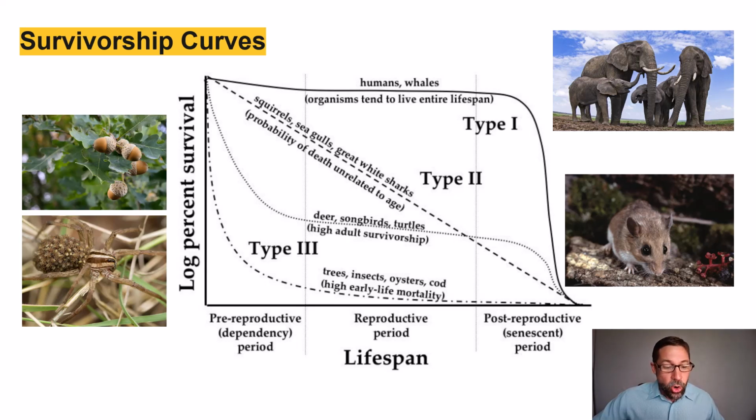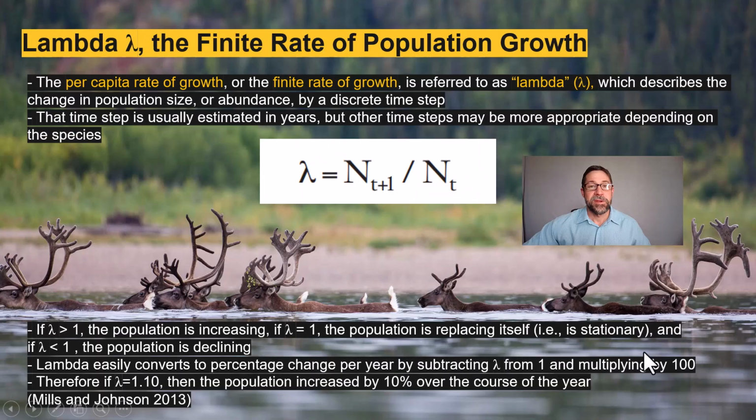So type 3 survivorship is rarely seen in mammals because of the large investment female mammals make in their offspring via gestation and lactation. Recall that this high parental investment in our young is one of those defining mammalian characteristics. In the next case study, you're going to hear me talk about lambda ad nauseum.